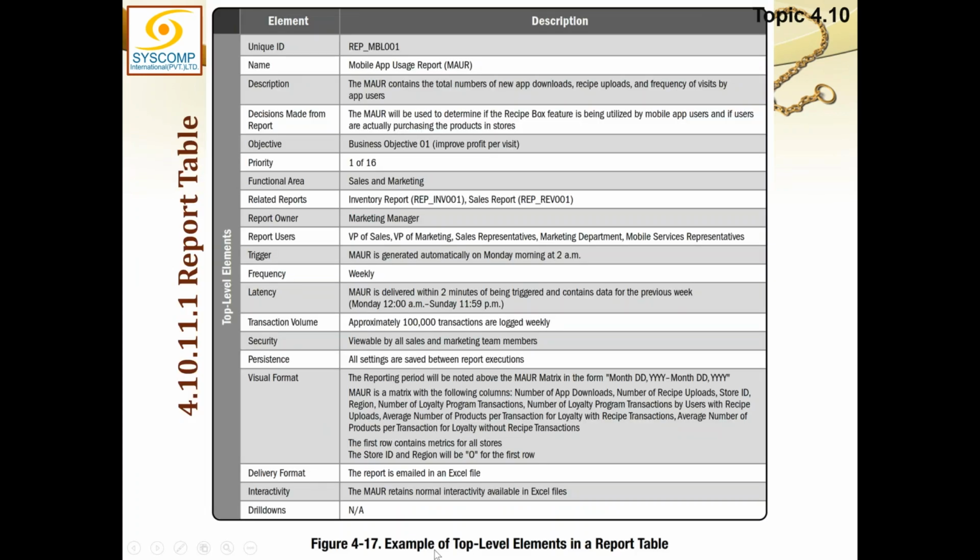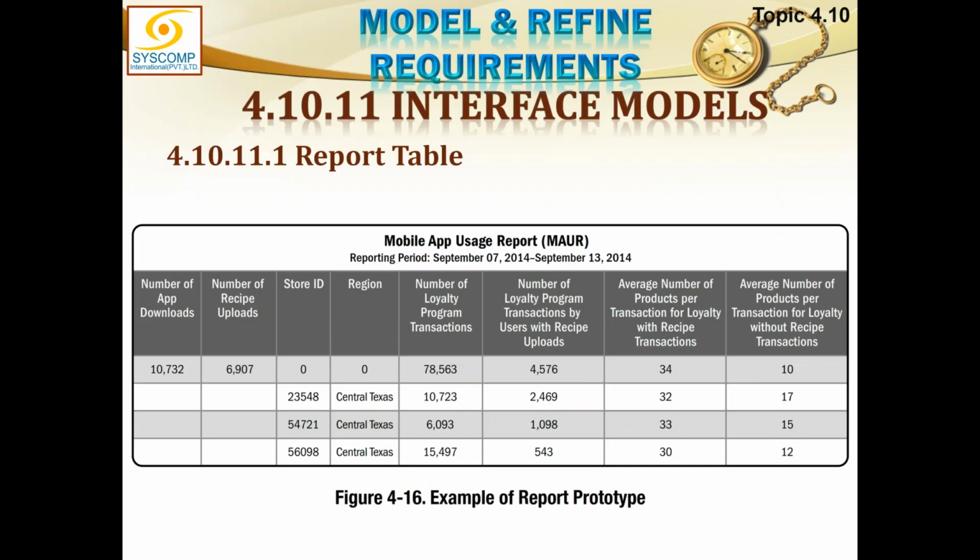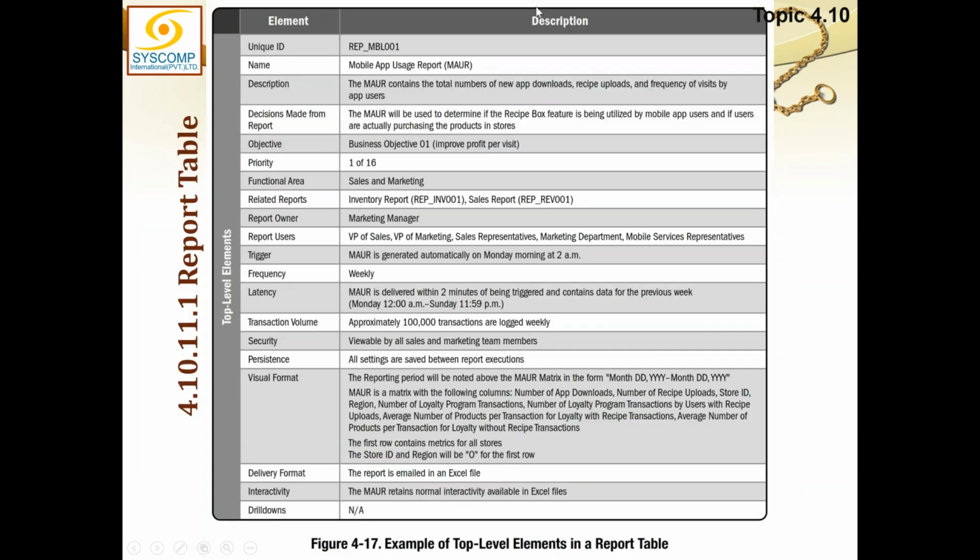The next diagram shows an example of the top level elements in a report table. Meaning, each one of the items in this report table is described here. The first element is the unique identification of this report. There must be a number for this report. Whether it is written on the report or not, this number has to be allocated, and that is your reference number for this report.